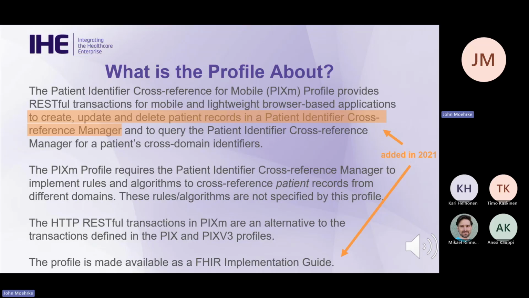You might use PIX because you're not allowed to see demographics. You might use PIX because you're not allowed to send demographics, or to expose the demographics to the server. You might use it just because you have an automatic need to cross-reference and you don't have any user interface involved.